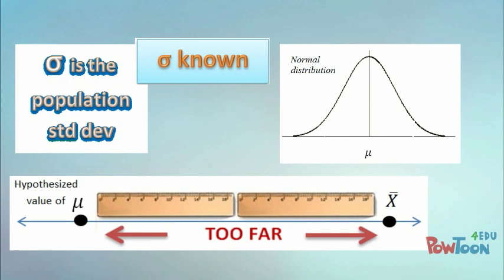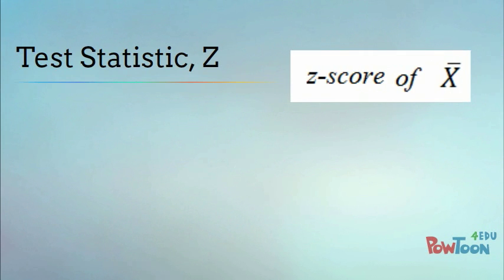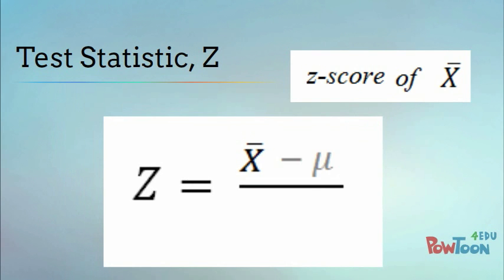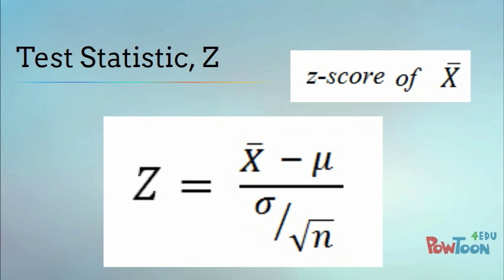too far away from the hypothesized value of mu using the test statistic z, which is the z-score of x bar, computed by taking x bar minus the hypothesized population mean mu divided by the standard error of x bar, that is, sigma over the square root of n.